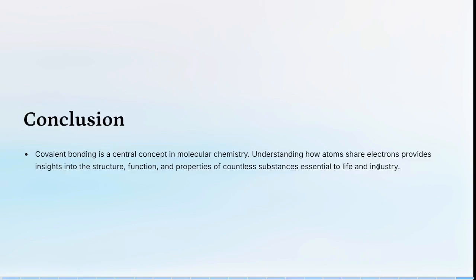Mostly when you're talking about molecular chemistry, even organic chemistry is basically covalent bonds. Understanding how atoms share electrons provides insight into the structure, function, and properties of countless substances essential to life and also industries. So this will be the end of this lesson, and I'll be saying goodbye.